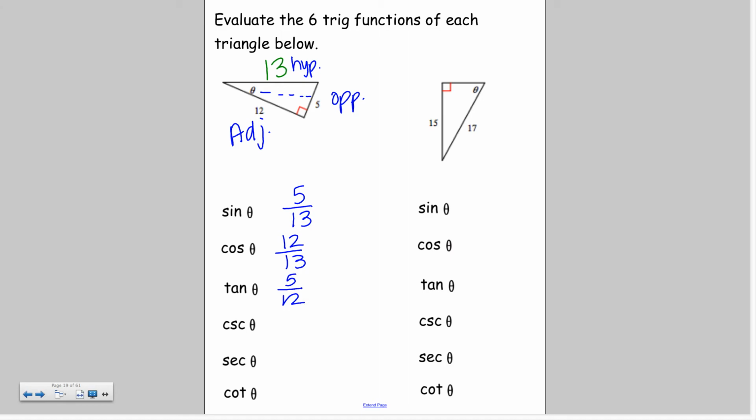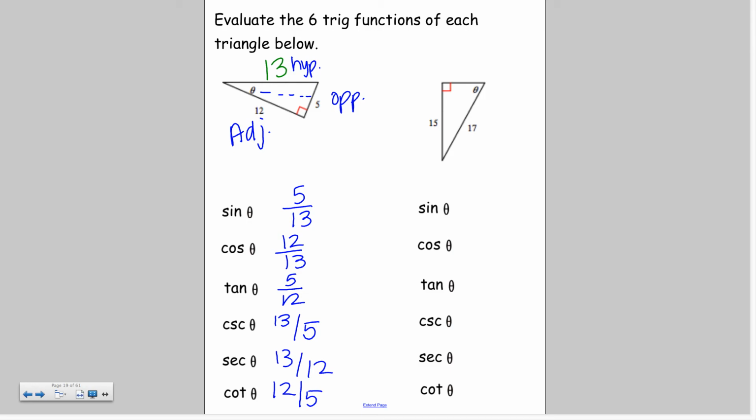So now we're going to flip them. Remember, cosecant goes with sine, C and an S. So that's going to be 13 over 5. Secant goes with cosine, C and an S. And cotangent, flip tangent over. And none of those fractions will reduce.